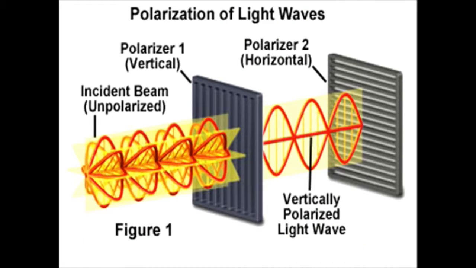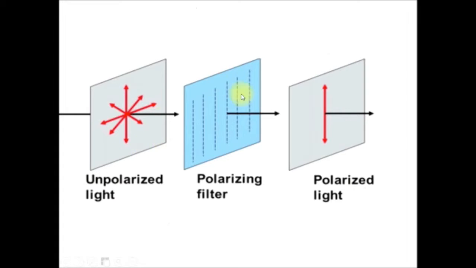Light is polarized using a filter that allows either only the vertical or only the horizontal light wave to pass. In this picture, we see the first polarizer that allows only the vertical light waves to pass. The same thing happens in this picture.